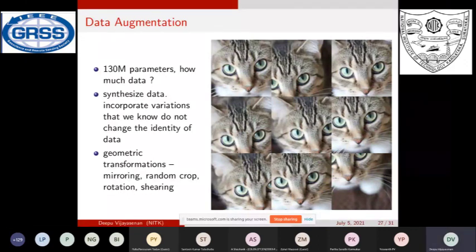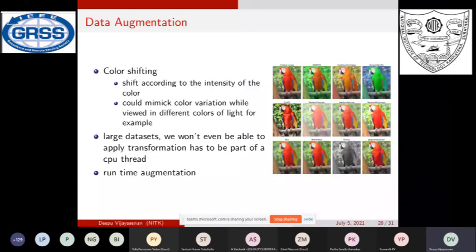Now, there are also other options to shift the colors a little bit. So you can recognize the object even if you shift the color a little bit, right? They don't change the object. So it could even mimic the color variation when you view it in different light settings. So the moral of the story is, however much data you have, you will need to do data augmentation while training the convolutional neural network. These methods are pretty elementary, but they are very powerful.